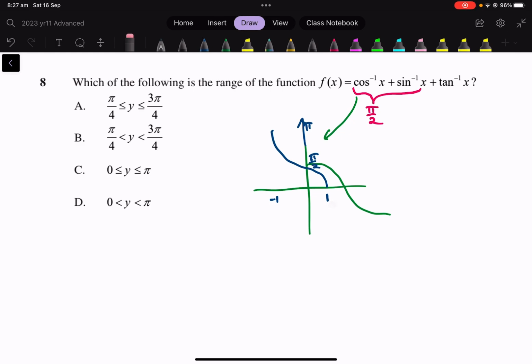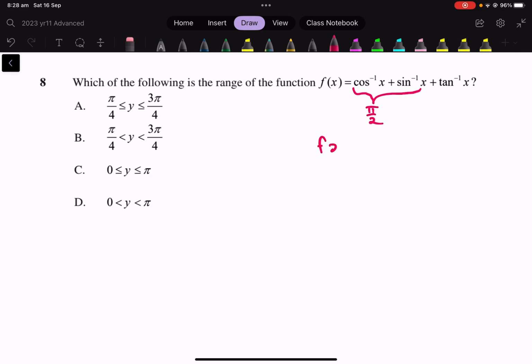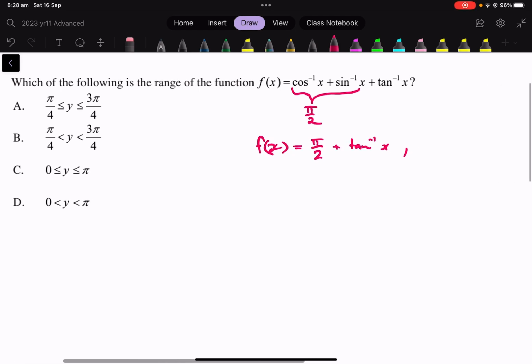So straight away for our restriction, we just have to realize that the domain for inputting x has to be from -1 to 1, or we'd get our error for that. So at the end of the day, this means that we'd simplify this to f of x is equal to pi on 2 plus arctan of x, such that x is an element of from -1 to 1.